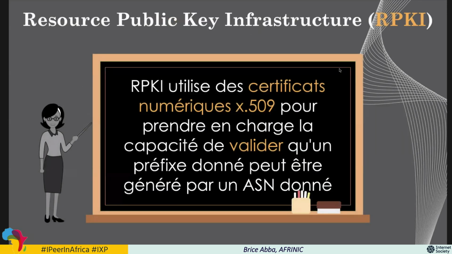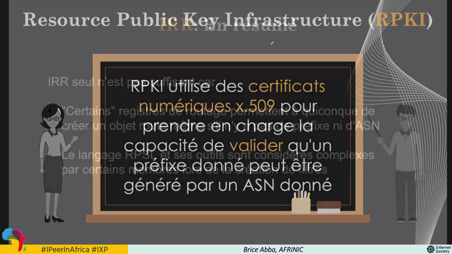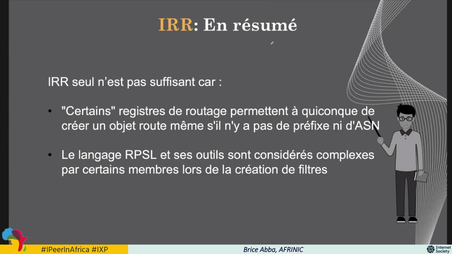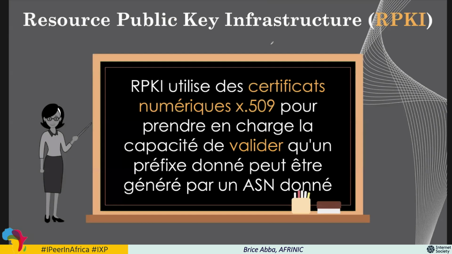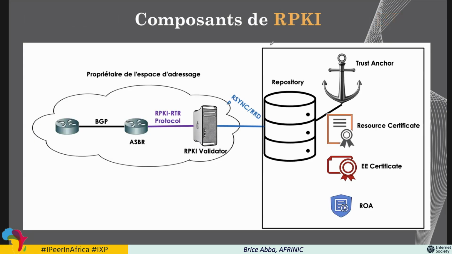So I mentioned the previous points. As I said, what's interesting here is that the routing registry is not enough to fully optimize security, and that's why you need to ask for resource public key infrastructure, the RPKI, sorry. And it's when you've got a third-party validation, and this is the type of infrastructure you've got within an RPKI model.